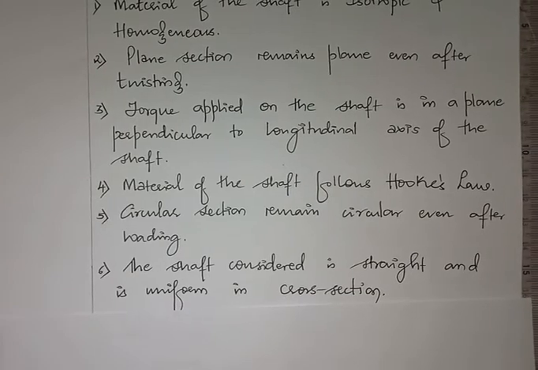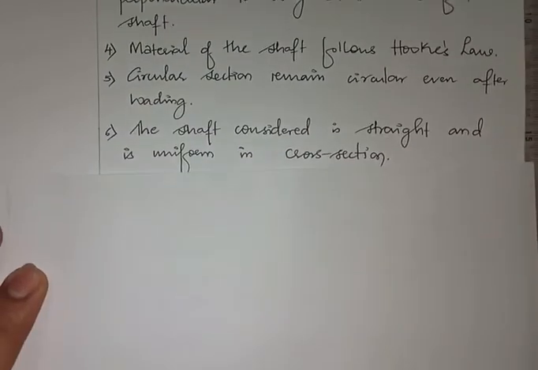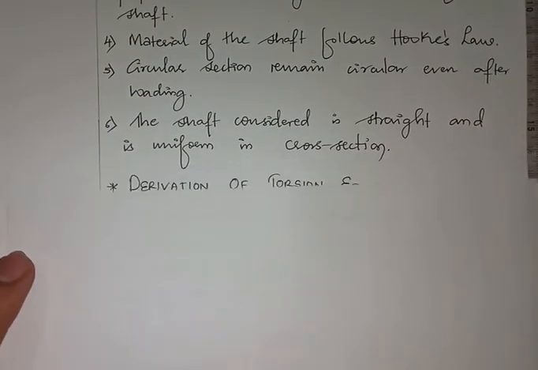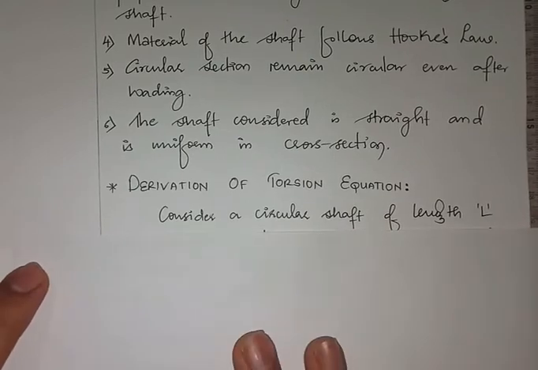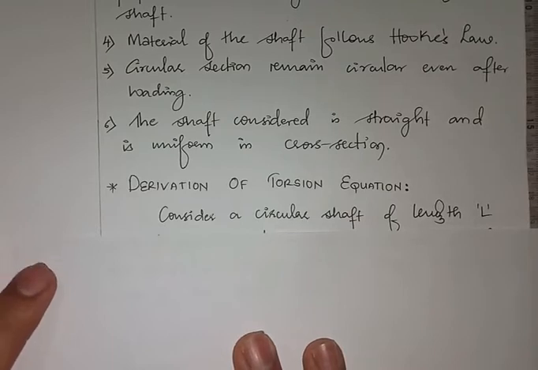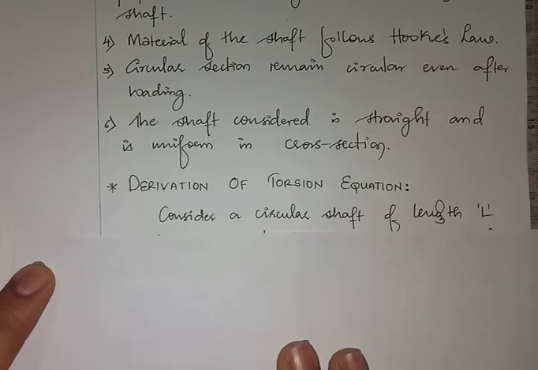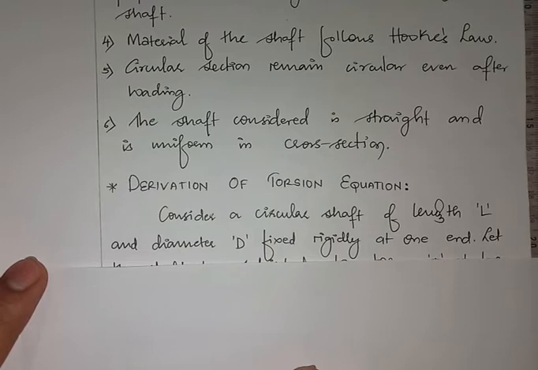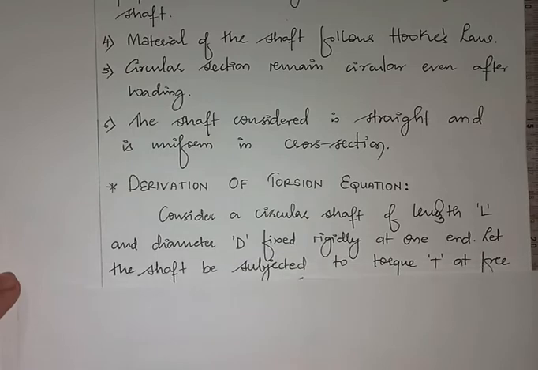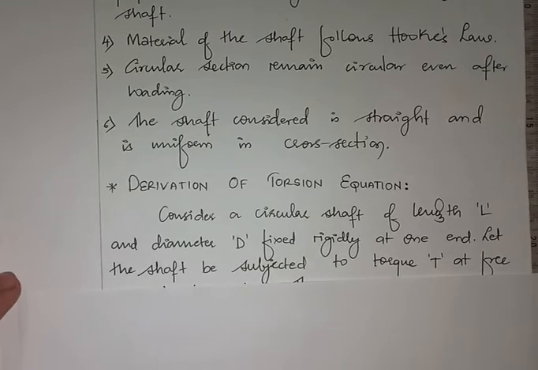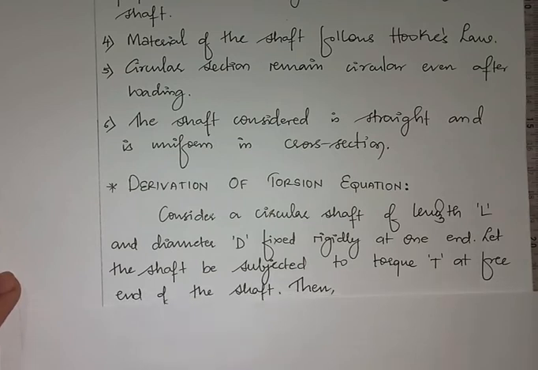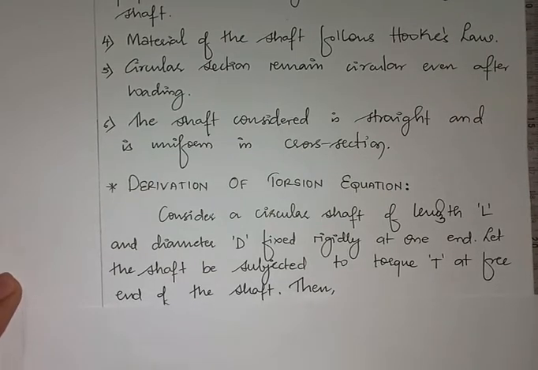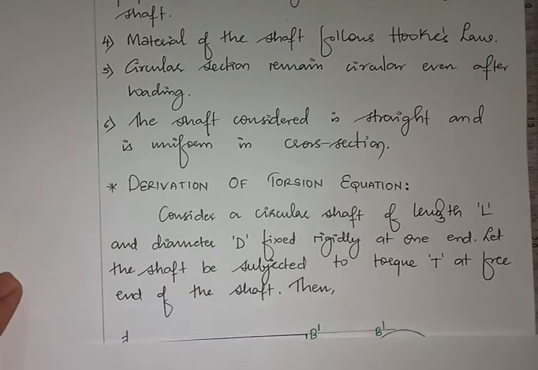With this backdrop, let me begin with the derivation of the torsion equation for today's class. In order to start, I need to consider a circular shaft of length L and diameter D, fixed rigidly at one end. Let the shaft be subjected to a torque of T at the free end of the shaft. I have already drawn the diagram for you, so let me begin with the derivation part.